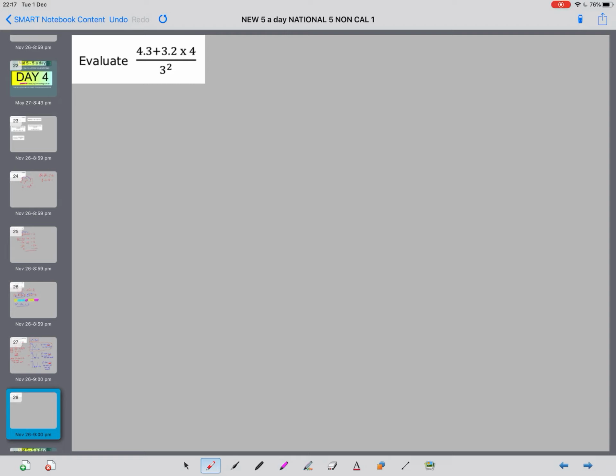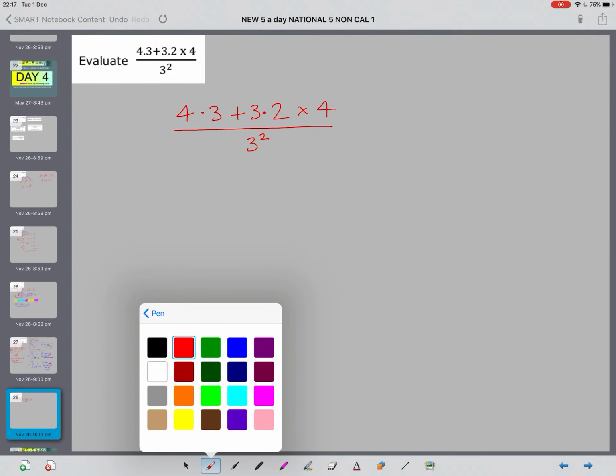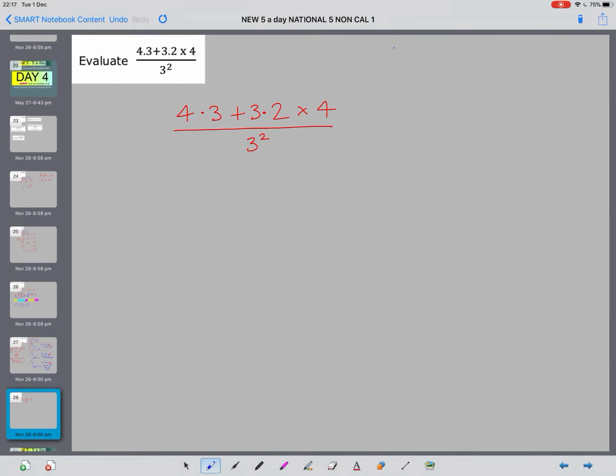And the next one here, evaluate 4.3, add 3.2, multiply by 4, all divided by 3 squared. So again, your BODMAS rules. So we have to do the top line first. And from that top line, we need to do the multiply before we can do the add. So do this part first.